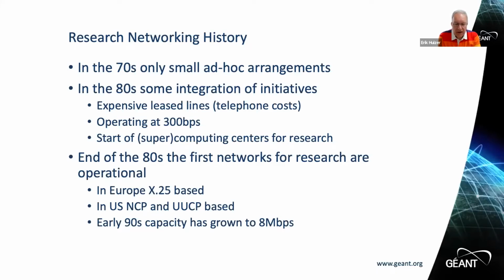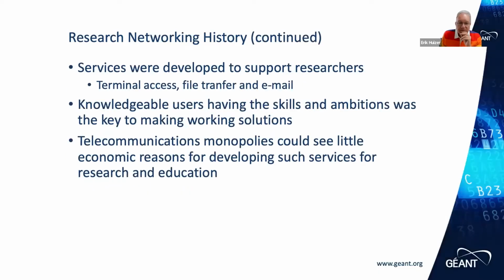By the end of the 80s, we saw in various countries the start of the first networks for research and education. In Europe, those were mostly X25 based, which was an OSI protocol that was very popular at that time. In the US, they were NCP and UUCP based. And by the early 90s, capacity had grown from 300 bits per second to 8 megabits per second, which was a pretty significant growth. And then the first services started to be developed to support researchers: terminal access, called Telnet, file transfer, FTP, and email.